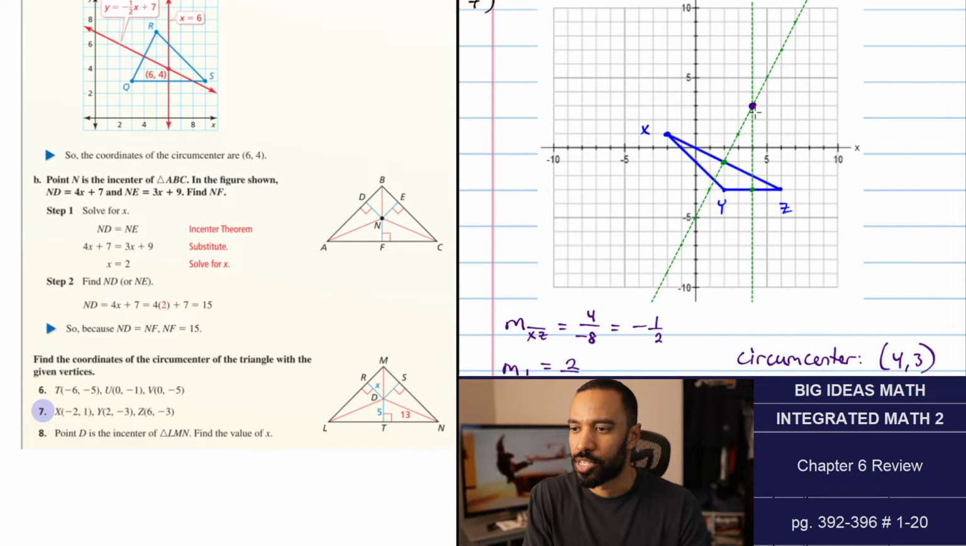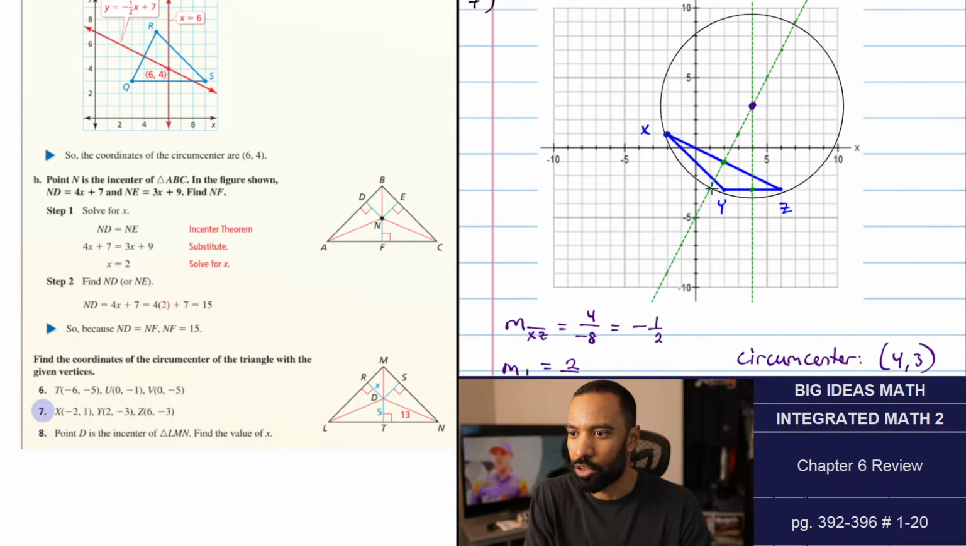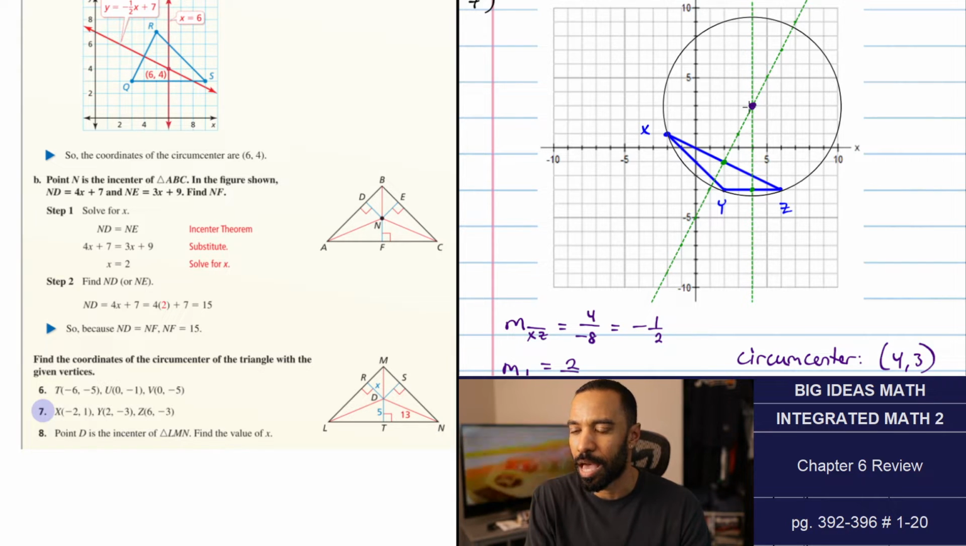Yep. The center of a circle that if I draw it to the vertices, it will hit all the vertices of your triangle. So check out how it hits X, Y, and Z. That means X, Y, and Z are all the same distance away from that center. This distance, this distance, and this distance are all the same.